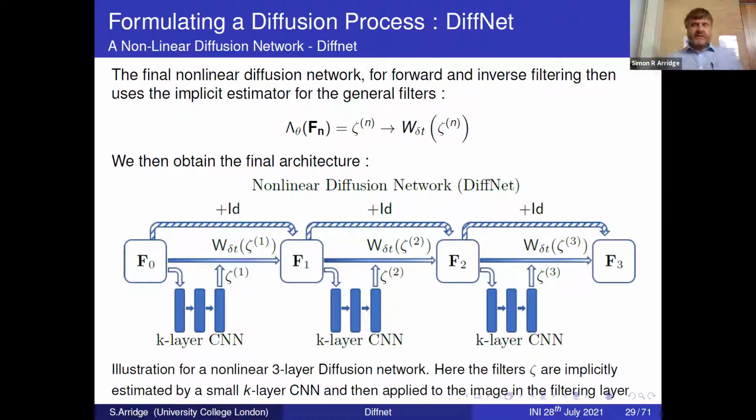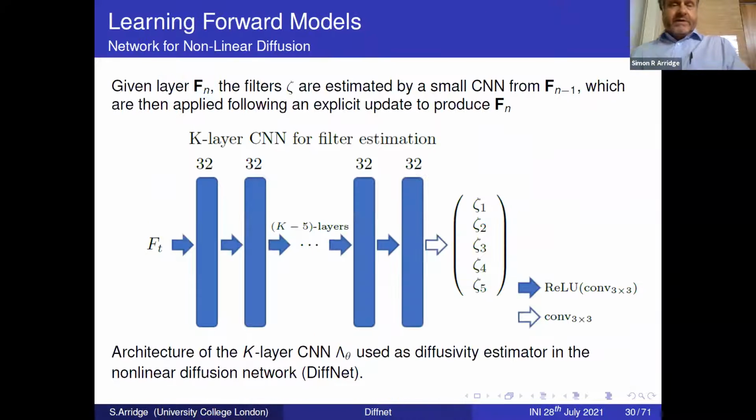So now the learned nonlinear diffusion looks like this. This is the trainable part of the network, where we're learning a neural network which learns the components of this filter. The filter is specified explicitly in terms of the diffusion equation. Great. So given the layer Fn, the filters are explicitly estimated by a small CNN, and then applied in this explicit way.